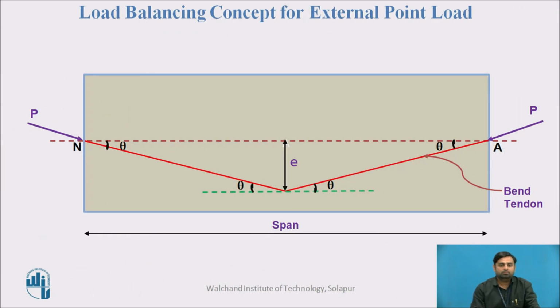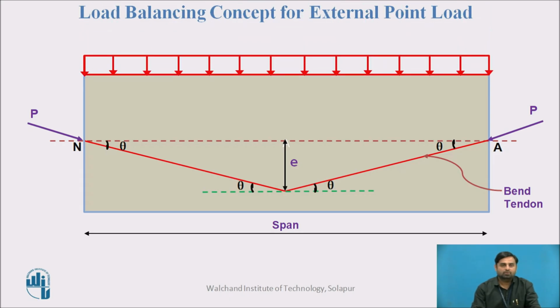Now suppose an external load is acting on the beam. Here it is the UDL first. UDL means the self weight of the beam. I have considered SI units, so I have taken it in kilonewton per meter. It may be in Newton per meter or Newton per mm also. So this is the self weight which we considered as a UDL. Now this is the point load which is acting at the center of the beam. Let us say that it is W kilonewton.